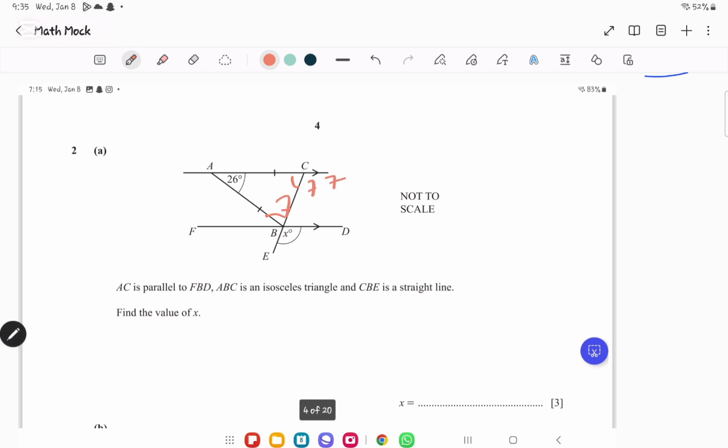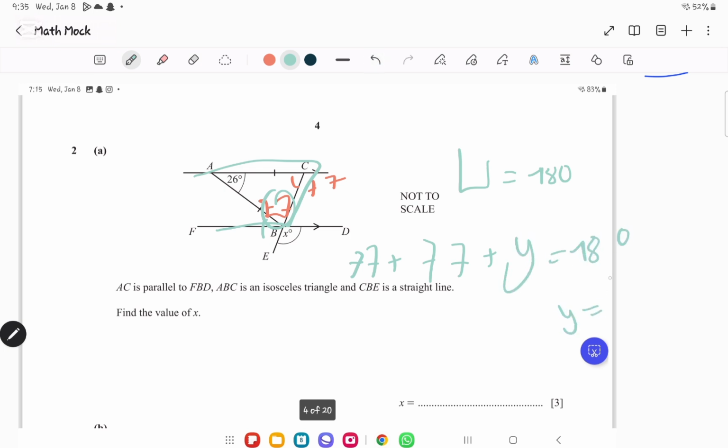Okay, so now to find this angle over here in blue, we know that this is a U-shape, and a U-shape is equal to 180. So this angle over here, 77, plus this angle over here, 77, plus this angle, let's not call it x, let's call it y, is equal to 180. So we get this angle y to be 26. So let us find this angle x. We know, let me just erase it, that this angle over here is 26 plus 77, which is 103. And since they are vertical, then they are equal. So 103, 103, we got them equal.